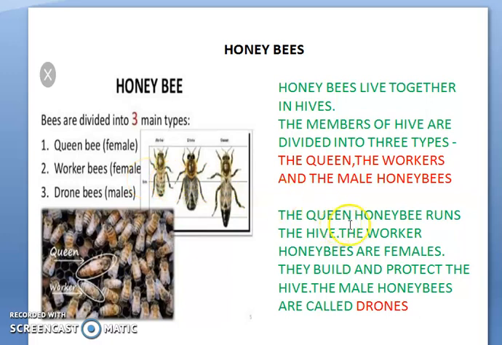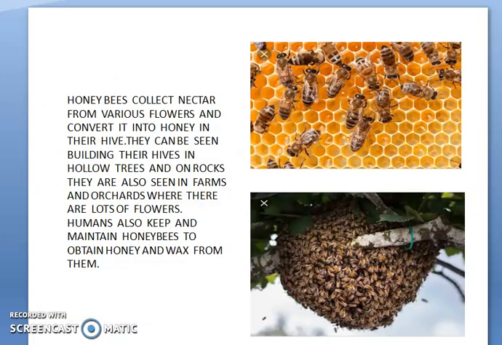The queen honeybee runs the hive. The worker honeybees are all female. What do these females do? Female workers build and protect the hive. They have to take care of the hive. The male honeybees are called drones. Honeybees collect nectar from various flowers and convert it into honey in their hive. They can be seen building their hives in hollow trees and on rocks.